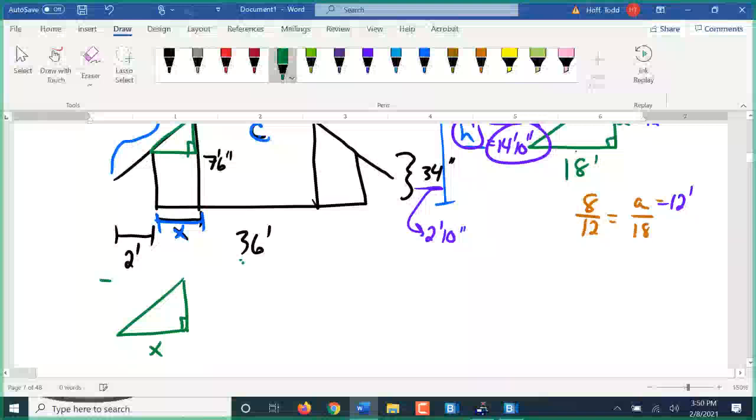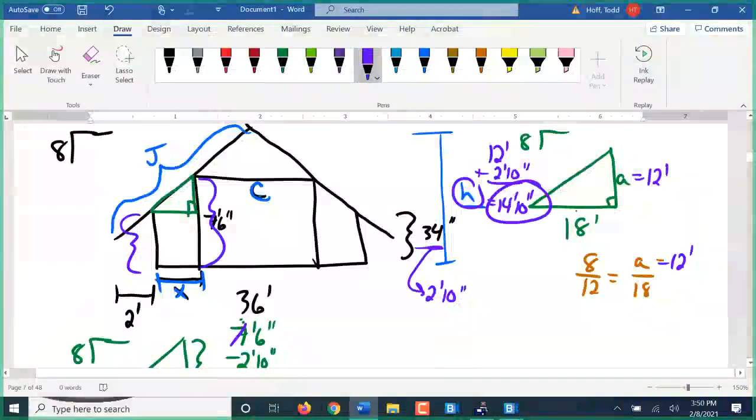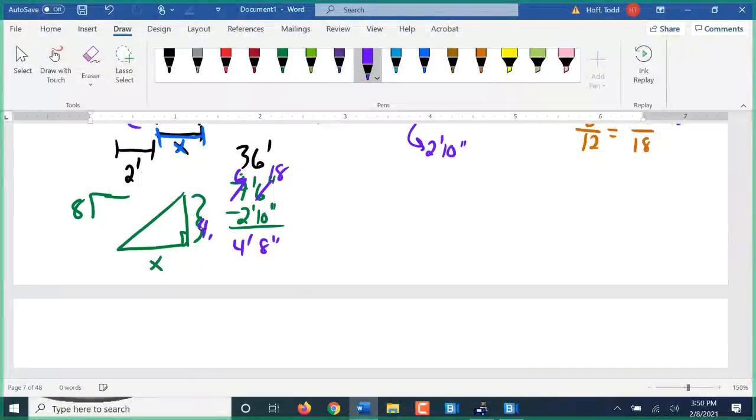This is X. We know this is an 8/12 slope. Do we know this height? 7'6" minus the 2 foot 10. You got it. Over here, the 2 foot 10. 7'6" all the way up here. So this will be 4 feet 8 inches is that height, or 4.667 feet.